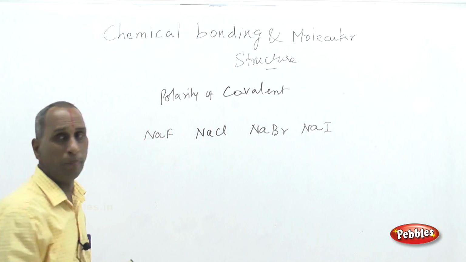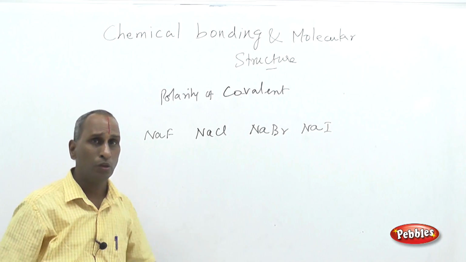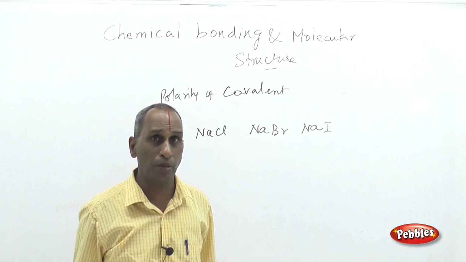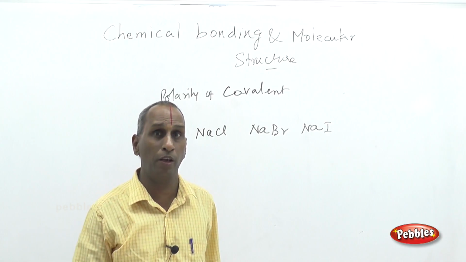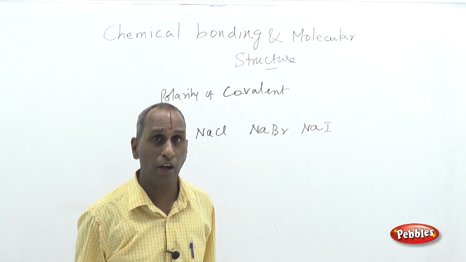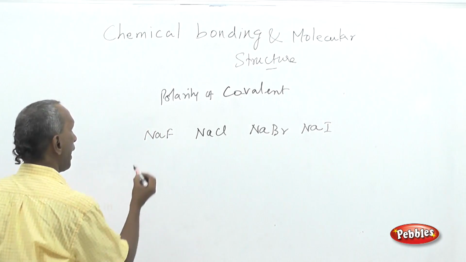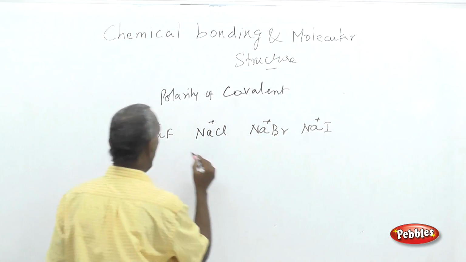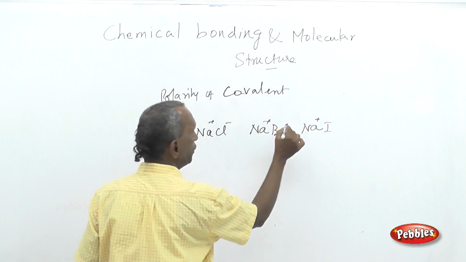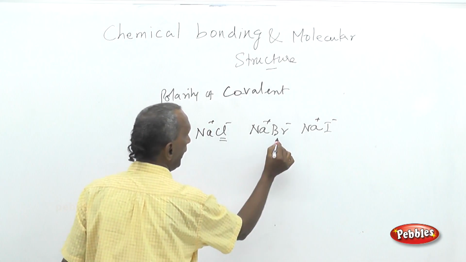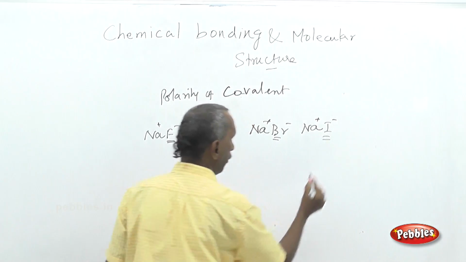So all are sodium halides: sodium fluoride, sodium chloride, sodium bromide, sodium iodide. All are supposed to be ionic compounds. Already we have illustrated NaX in general, ionic compound formation. We have studied. Here, the cation is Na plus, common in all the cases. But the anion is a halogen in general, but the nature of the halogen varies: fluoride, chloride, bromide and iodide.